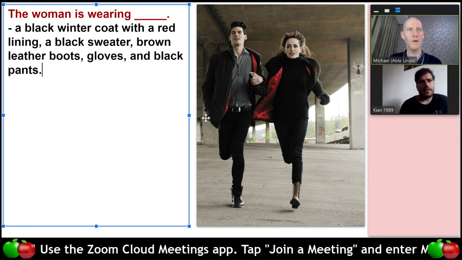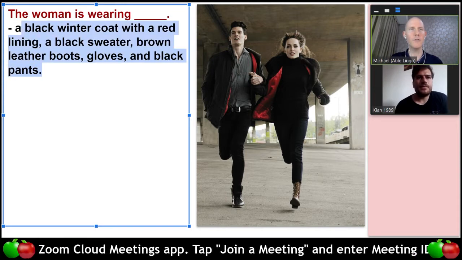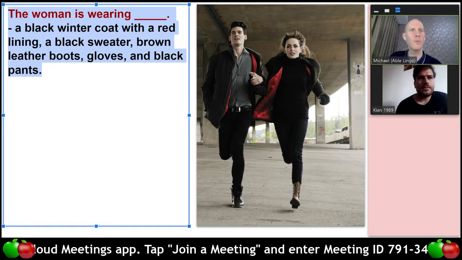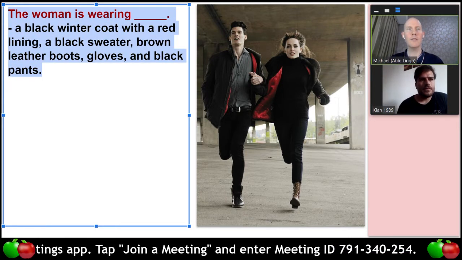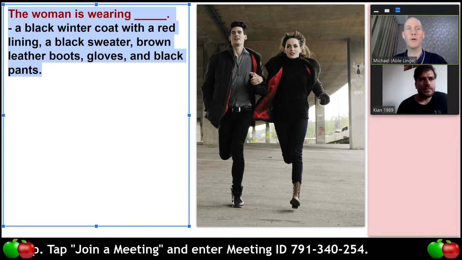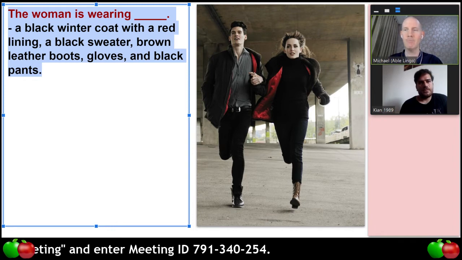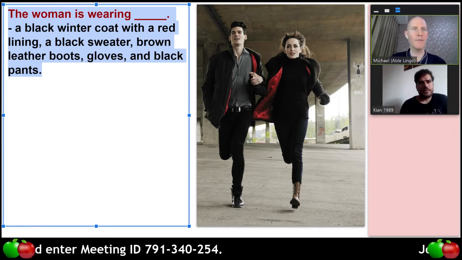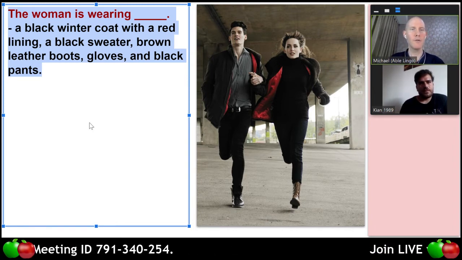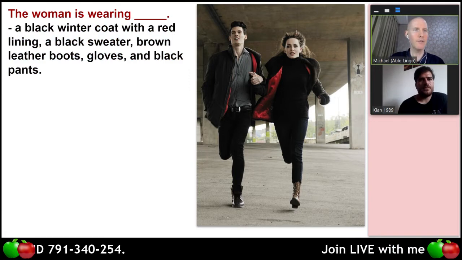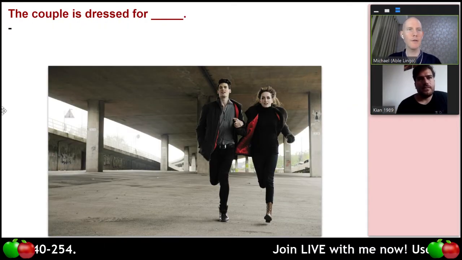Yeah. So, kind of put it all into one sentence here. The woman is wearing a black winter coat with a red lining, a black sweater, brown leather boots, gloves, and black pants. Right. Okay, so let's see. Let's move to the next one.